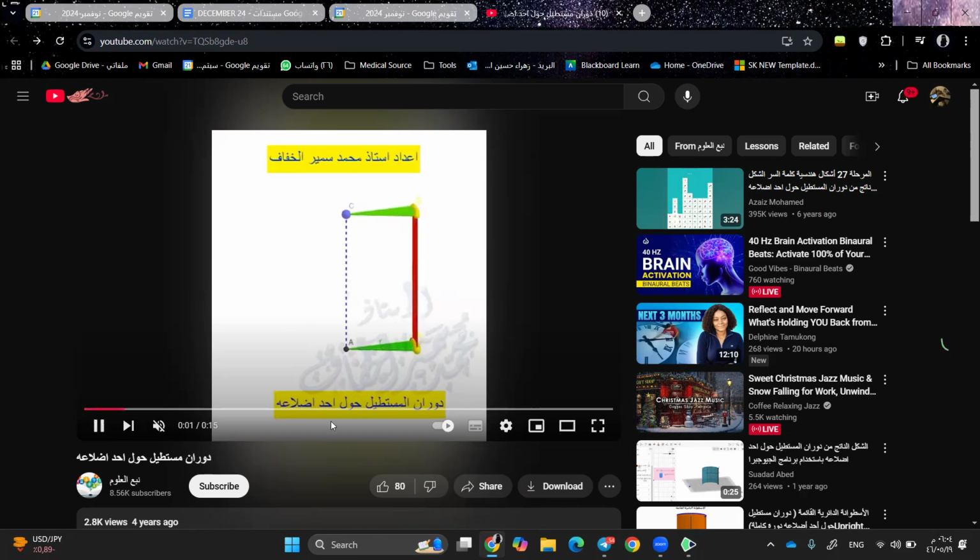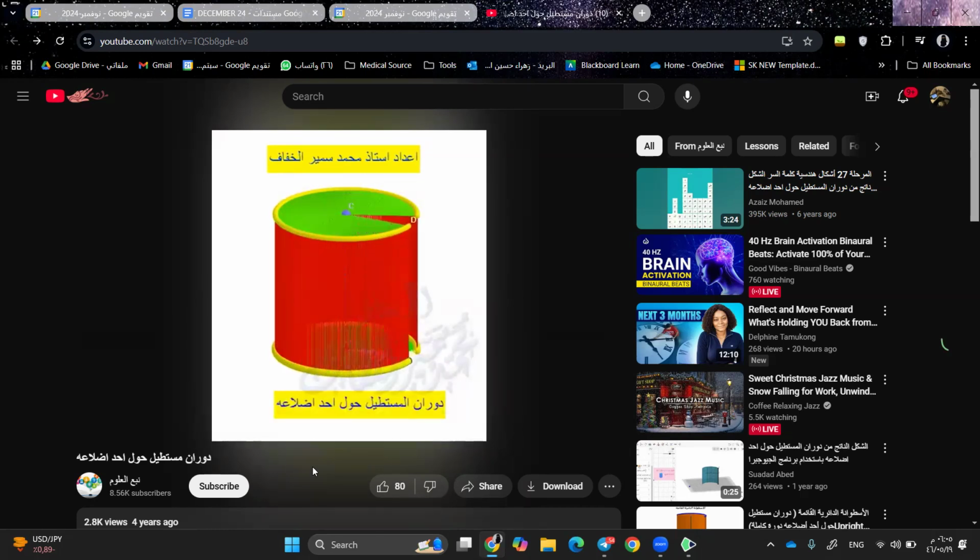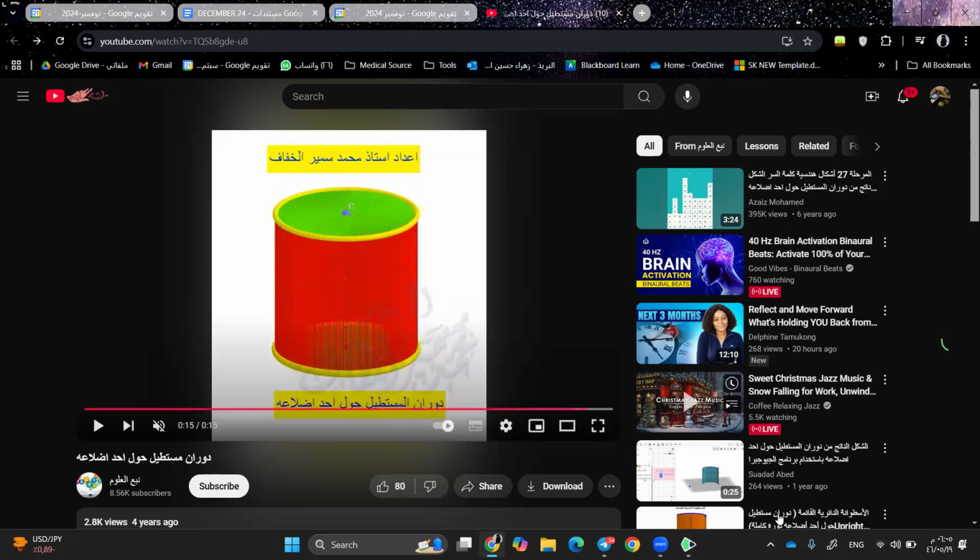So let's see here. We have this rectangle, and when it's rotated, it's going to be what? It's going to be a cylinder, okay?